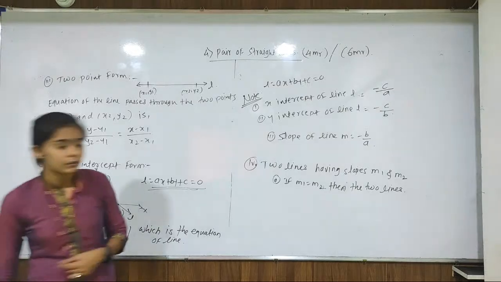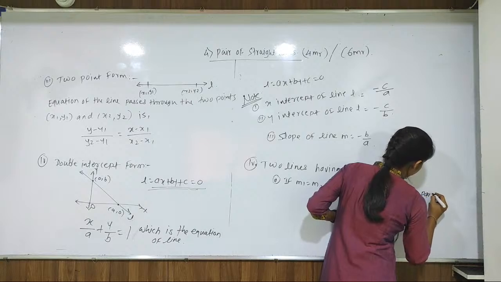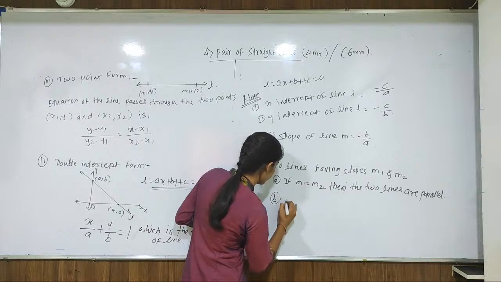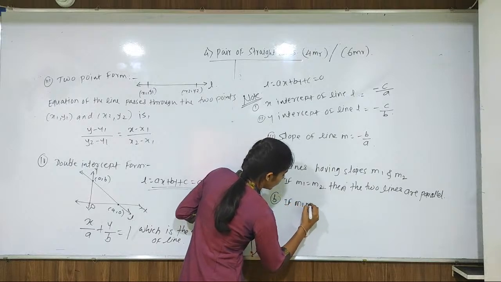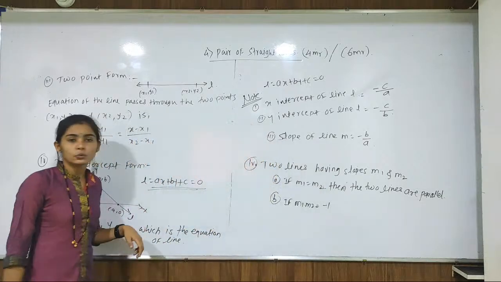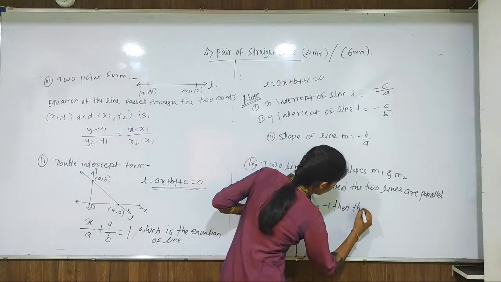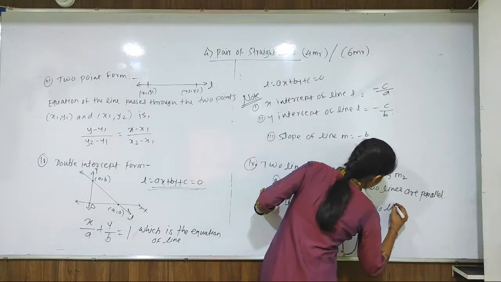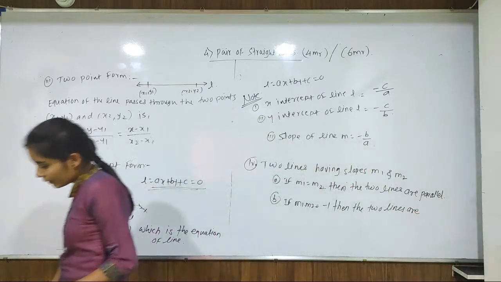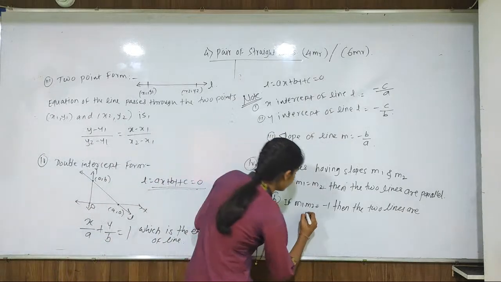Parallel. Yes, very good Atharva. Then the two lines are parallel. What about m1 into m2 is equal to minus 1? Then the two lines are perpendicular. Yes, very good. Then the two lines are perpendicular.